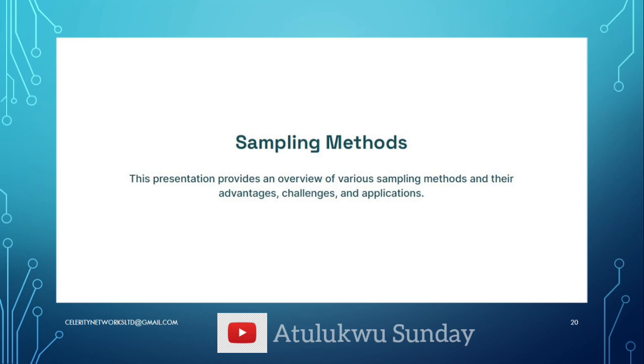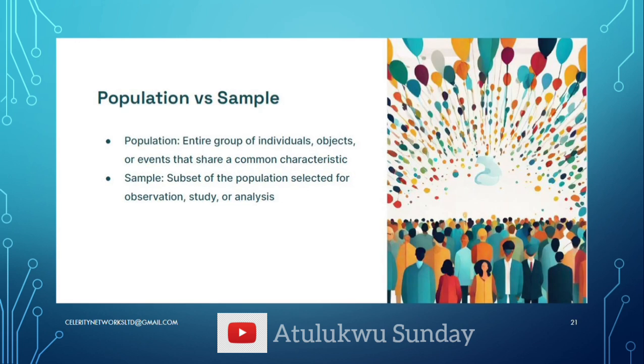So for the sampling methods, you have to understand that there is a population, then the sample we want to work on. The population is the entire group of individuals, objects, or events that share a common characteristic. And a sample is a subset of that population selected for observation, study, or analysis. So in a population, you can now bring out your sample.